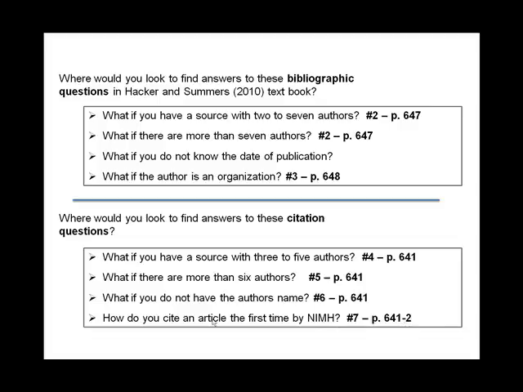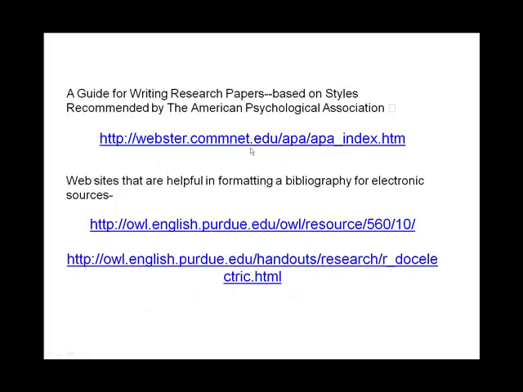So the main thing that we're trying to show here is that when you're citing and when you're referencing, you want to use your textbook and know where to look. I'd like to remind you that we have some very good online sources that you can be using. This first one is a guide for writing research papers, and it's based on recommendations by the American Psychological Association on APA, how to write an APA paper. These next are OWLs from Purdue on formatting a bibliography for electronic sources like stuff that's online in databases. So these are also websites that I would recommend you using.